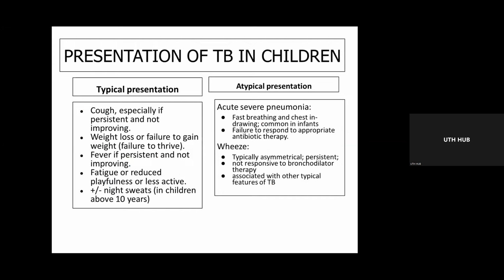And TB in children sometimes may not present with the typical presentation. It's not common to see an adult with TB presenting with acute severe pneumonia or respiratory distress. You will see an adult TB patient with a very bad chest x-ray, even while still drinking and eating. But for children, you may find that sometimes they present atypically, with acute severe pneumonia features and respiratory distress and everything like that, and it could be TB. Sometimes they just fail to respond to appropriate antibiotics, or they could be wheezing because of obstruction of a lymph node on the airway. On the other side, the typical presentation, we've talked about the cough, weight loss, fever, fatigue, reduced playfulness, plus or minus night sweats, which are more common in children above the age of 10 years.